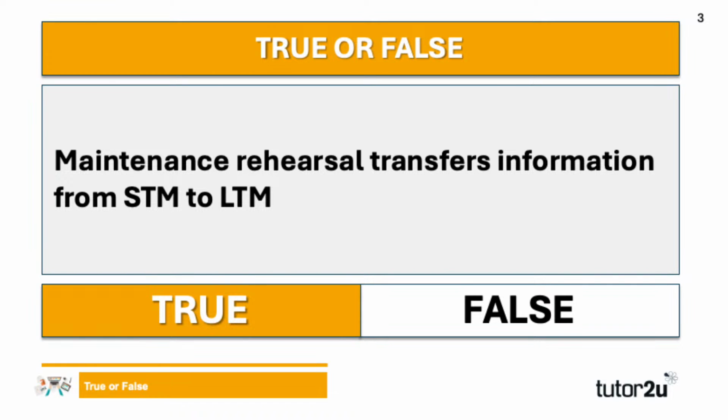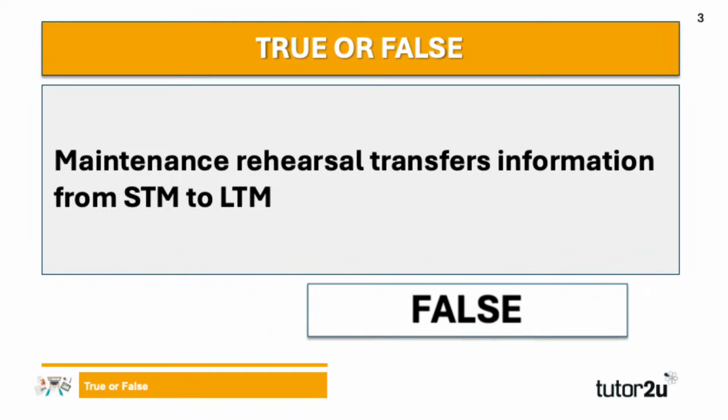This one's quite a tricky one from the multi-store model. Maintenance rehearsal transfers information from short-term memory to long-term memory. Is that true or false? Thinking about what we know about that model. Okay, we've got a mixture of answers coming through. We really have got a good mix on this one, actually. Lots of trues, lots of falses. Okay, let's take a look at what the answer is on here.